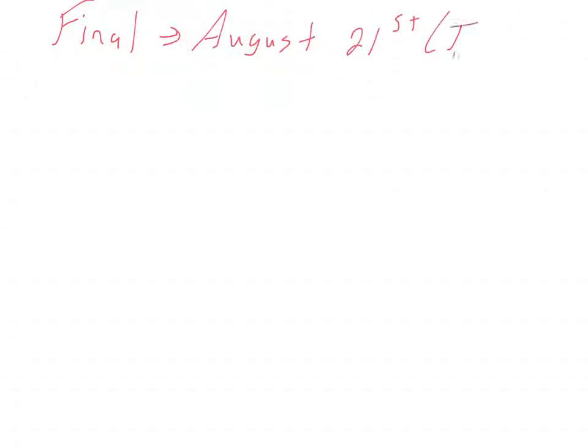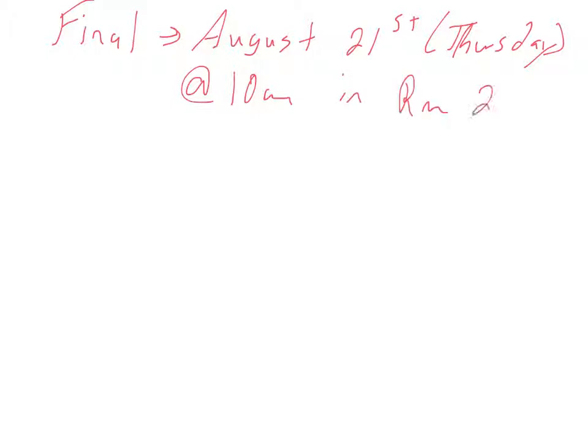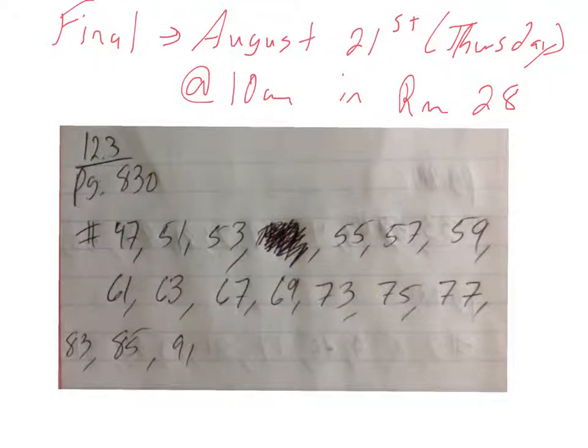The final, I said this yesterday, is going to be on August 21st. That's a Thursday at 10 a.m. in room 28. And I haven't heard from anyone that that's not going to work, so that is the day that we are going with. So, there's your homework for tonight. So that's it. Do the homework, go over the practice tests, and be prepared for the final on August 21st at 10 a.m. in room 28. Other than that, have a great summer. Great rest of the summer, I should say.